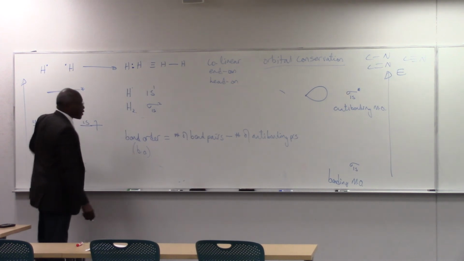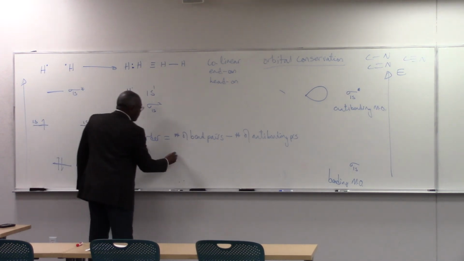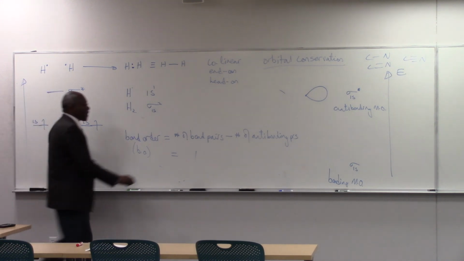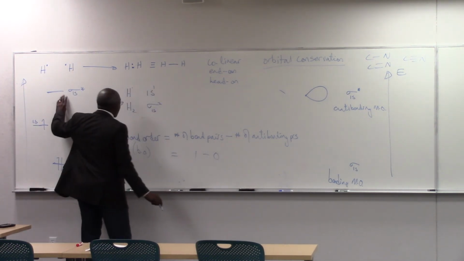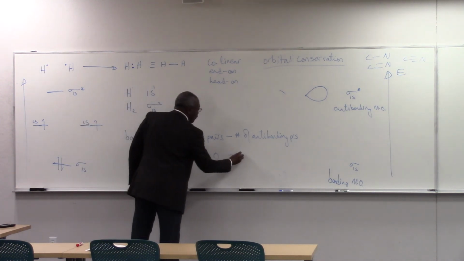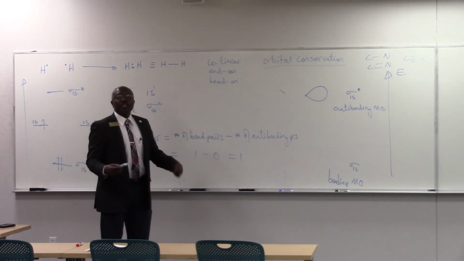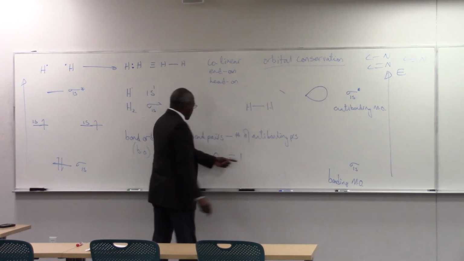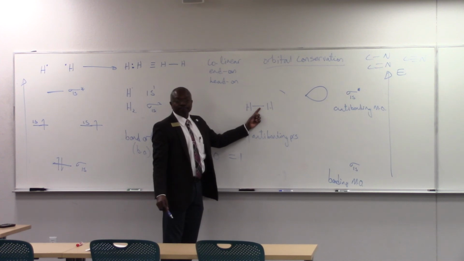So for this molecule, what is my bond order? It's 1, because I've got 1 pair in the sigma 1s, minus 0, because I've got no electrons whatsoever in the anti-bonding orbital. So that's equal to 1. Which is why we are justified in writing it as H single bond H, because the bond order is 1.